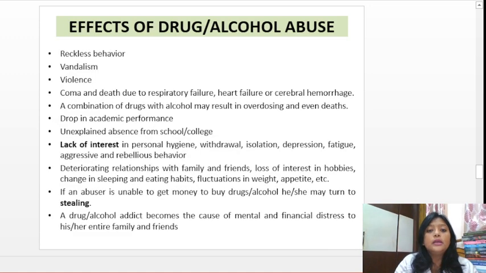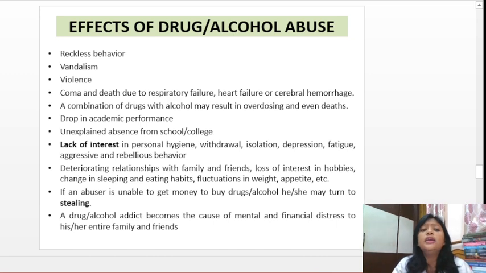Now, what are the effects of drug and alcohol? People who are taking drugs and alcohol, you will see that their behavior is changing. Their behavior becomes very reckless. They will also start vandalism, meaning they become violent. They start using bad words. They are not behaving normally.